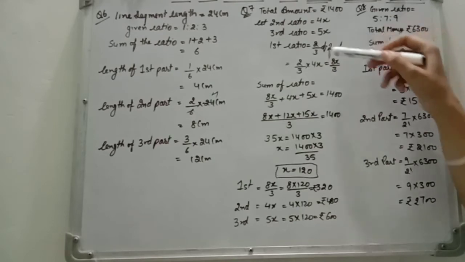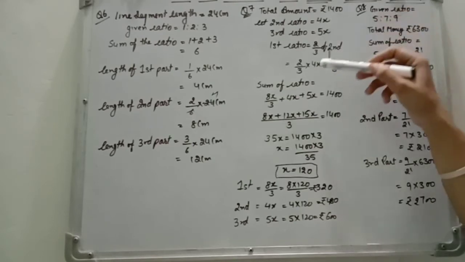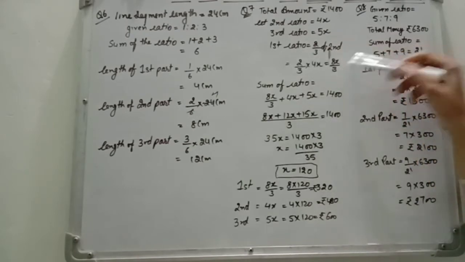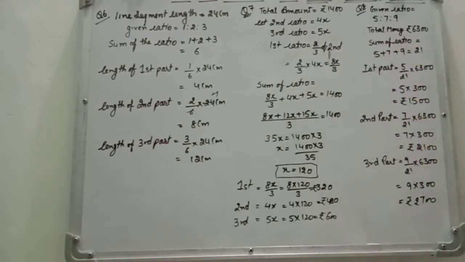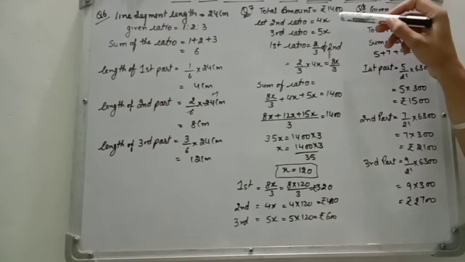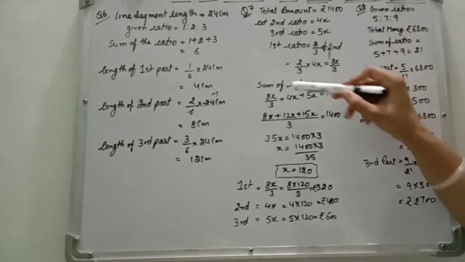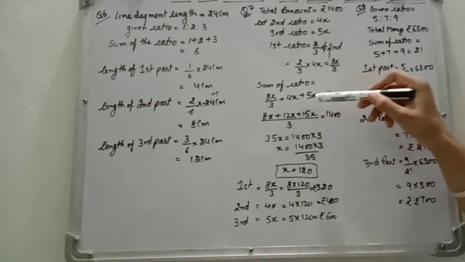Okay, now what is the second? It is 4x. So put here 4x. So 4 2s are 8, 8x over 3. Clear? Now 3 ratios are with you, 1, 2 and 3. Now plus all the 3 ratios, 8x over 3 plus 4x plus 5x.